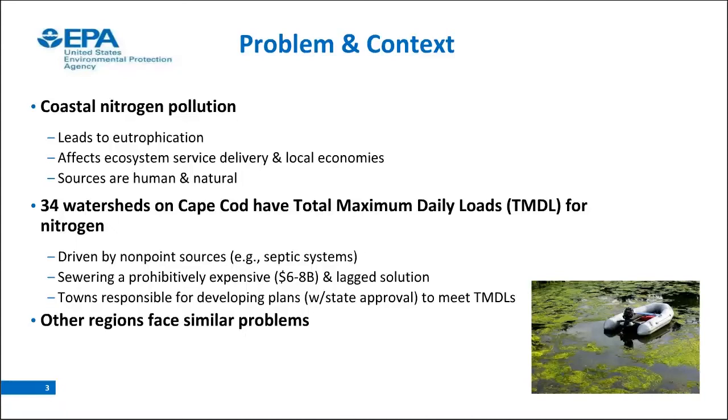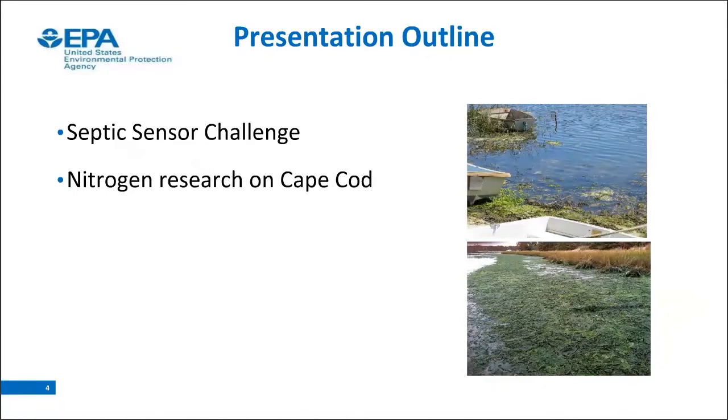Sewering, as I'll talk about later, is an expensive problem, and there's already so much nitrogen in the groundwater that even if you could magically turn off all the sources today, the problem would persist for decades. As I mentioned, other regions face similar sets of problems. So we're trying to use Cape Cod as our experimental model system for this.